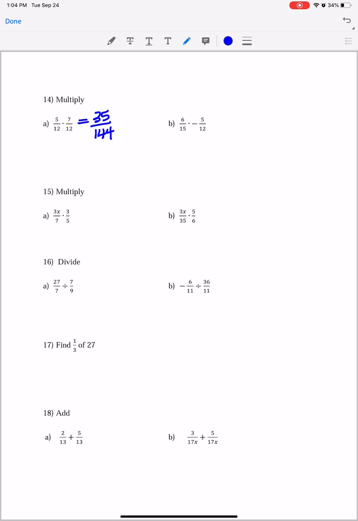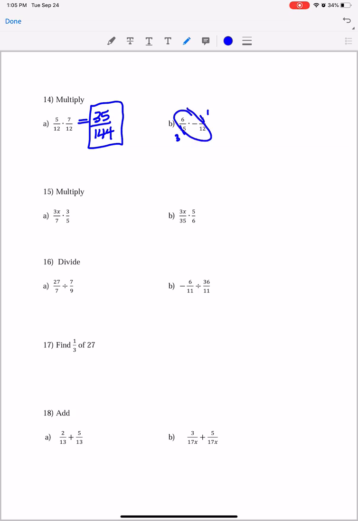Now, usually you want to look after you're done with your fraction, can you reduce it? But I know because I couldn't reduce either of these ways that I can't reduce this. So this is my final answer. Now, B, on the other hand, we can do a lot of reducing. So, go one way, 15 and 5, those are both divisible by 5. So 5 divided by 5 is a 1. 15 divided by 5 is 3.